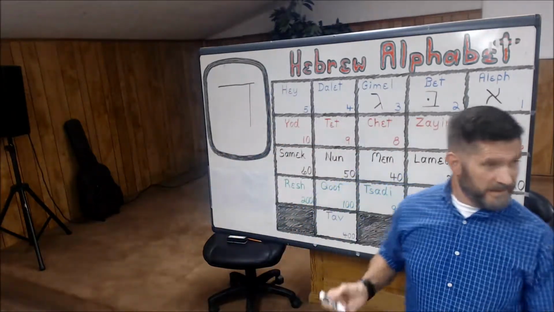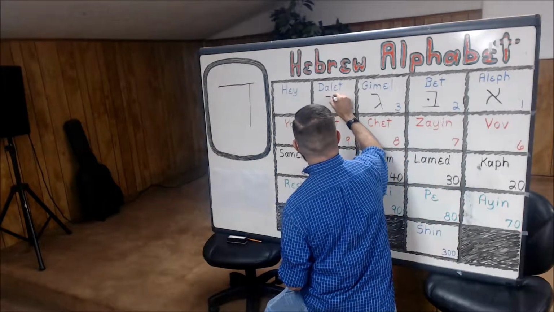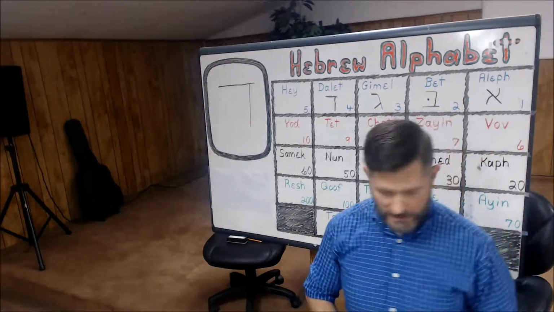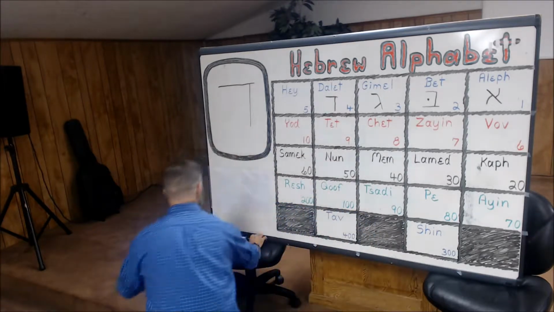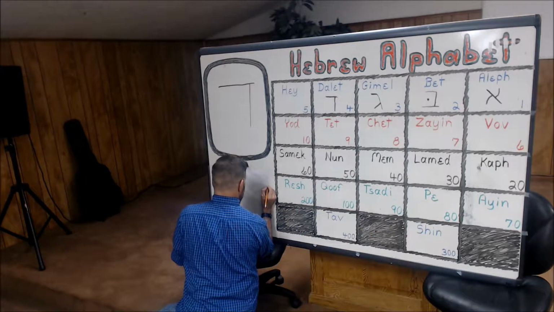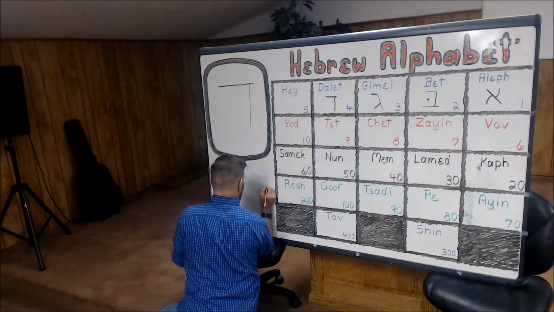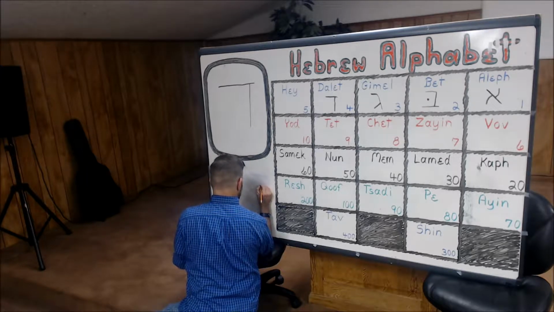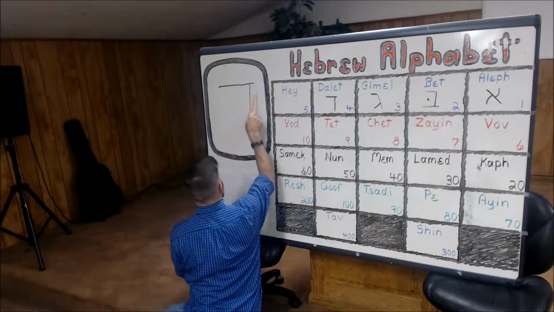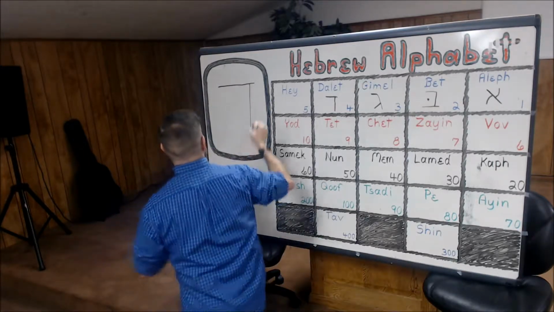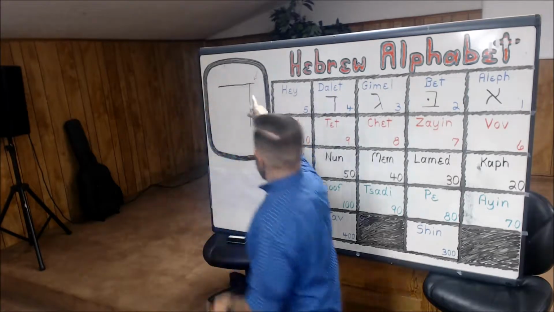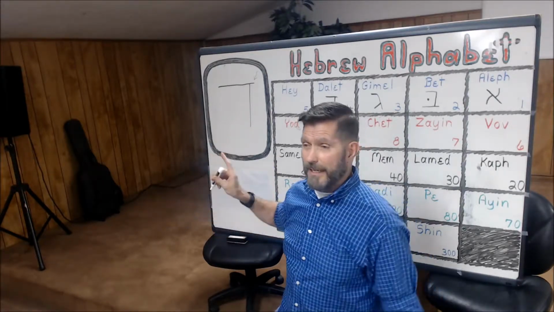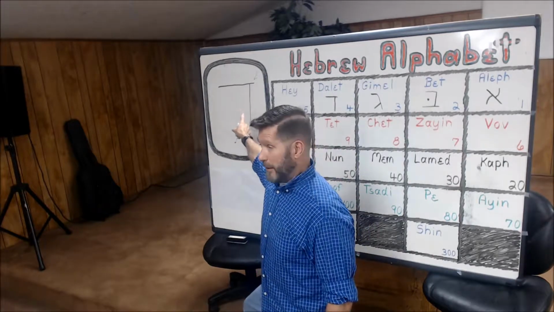Everybody can see this, right? Dalet. Four. What's the numerical value of Dalet? 4. Don't forget to put the little overhang right here. It's going to make a big difference, because when you get to the third letter from the end of the Hebrew alphabet, in print, it'll look real similar to this.